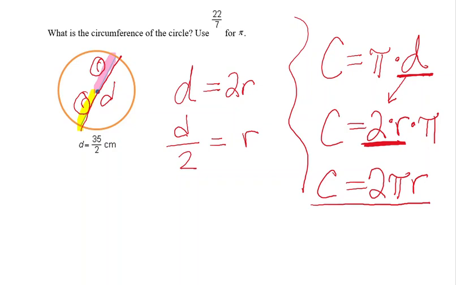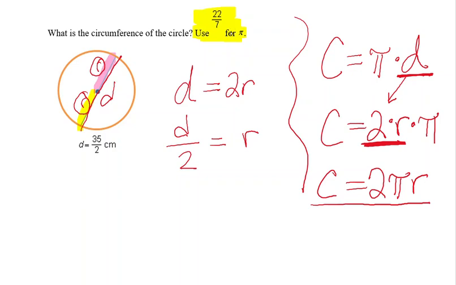Something else you'll want to notice is where they tell you what to use for pi. Pi is an irrational number, therefore it is a non-repeating decimal, and there are two different ways we can approximate the value of pi. The more common one is 3.14. The fraction form is 22/7. So you have to be careful with what they actually ask you to use.